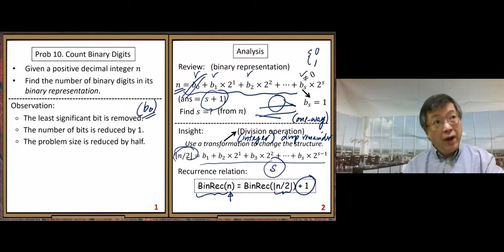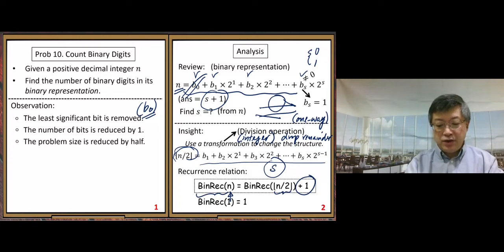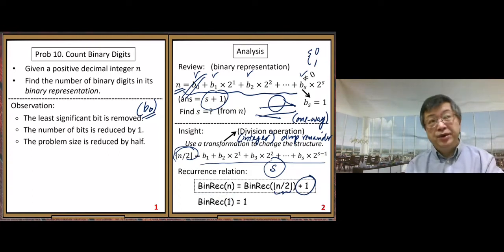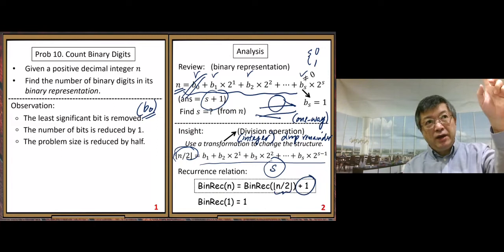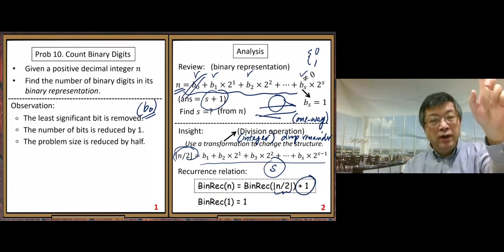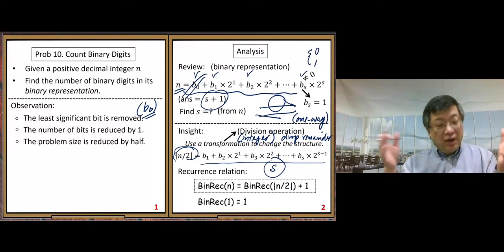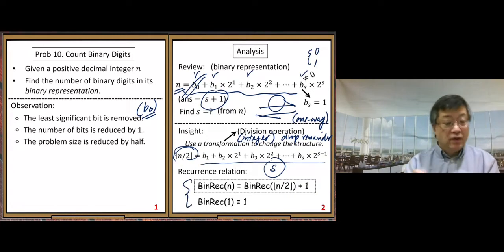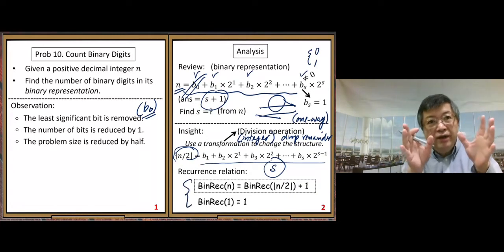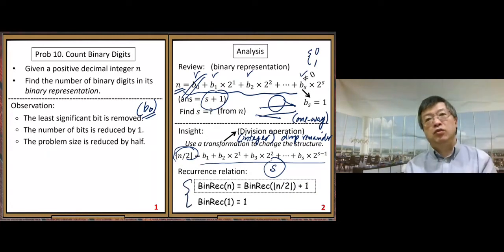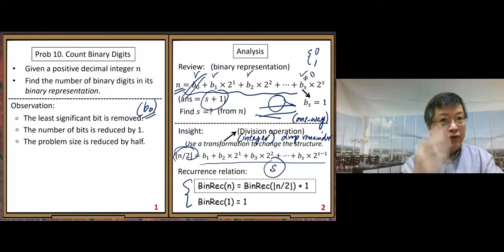But we need a base condition. That is this. When you represent integer 1, it takes 1 bit. That's the answer, 1 bit. So we derive this recurrence equation. The next thing, we solve it. We just need to solve it. To solve it, we will do two different ways.